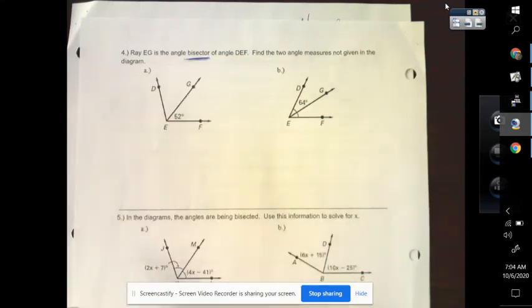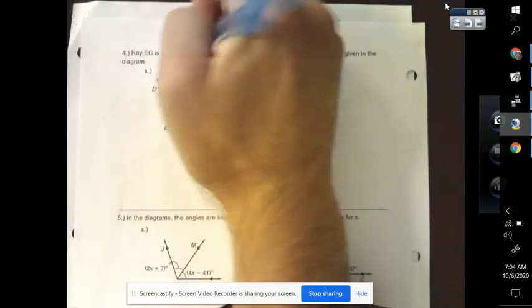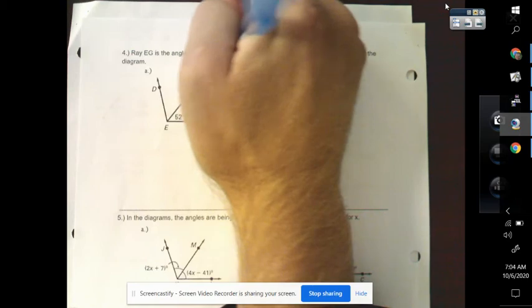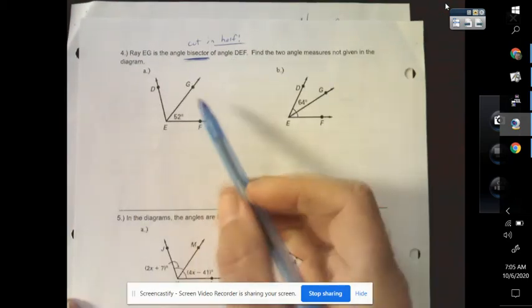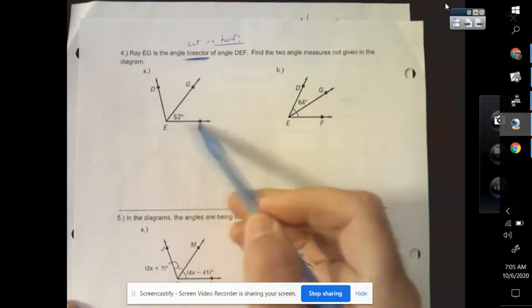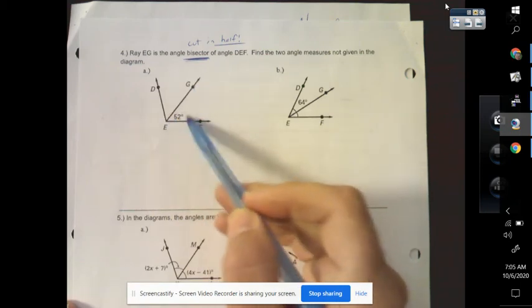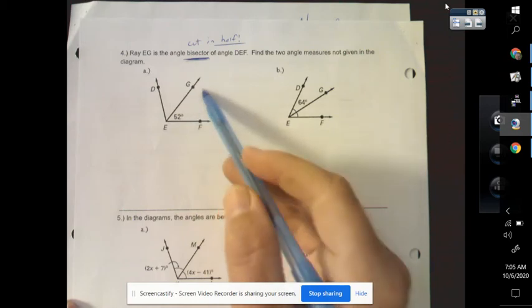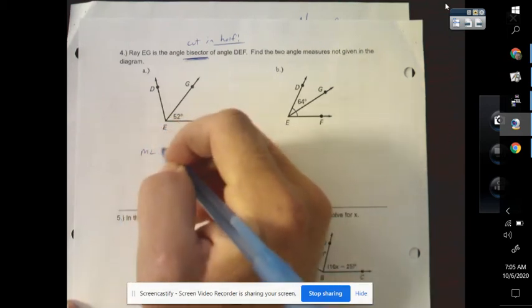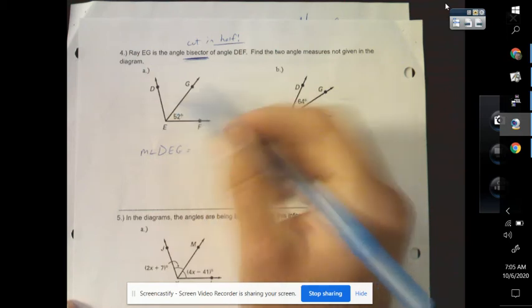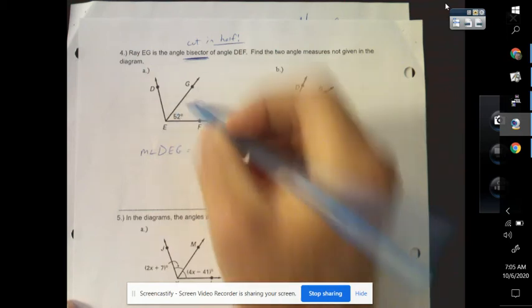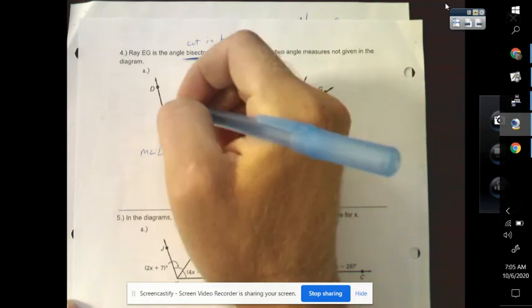Ray EG is the angle bisector of angle DEF. So what does that word bisector mean? Cut in half. Find the two angle measures not given in the diagram. They are telling us for part A that GEF is 52 degrees. So if I want to find the measure of angle DEG, if this is 52, since it's being cut in half, this must also be 52.